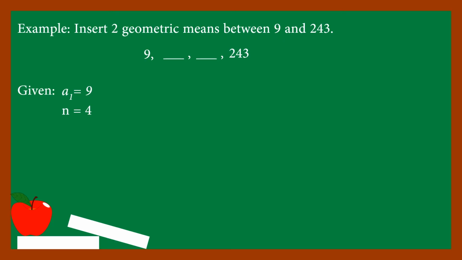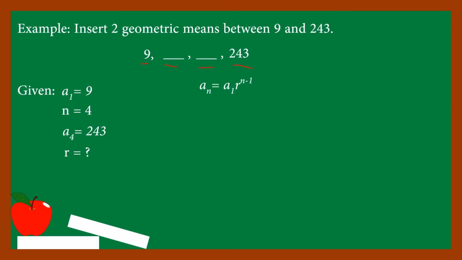So we have, all in all, 4 terms, or 4 number of terms. We had 9, yung dalawang missing term, at saka yung 243. Next, a sub 4 is equal to 243. And of course, yung missing or yung hahanapin natin is yung common ratio or r.